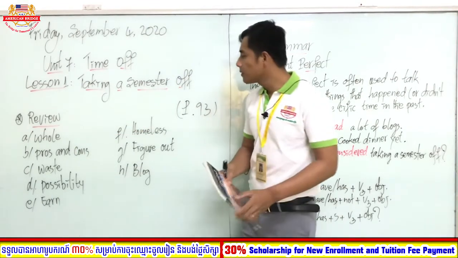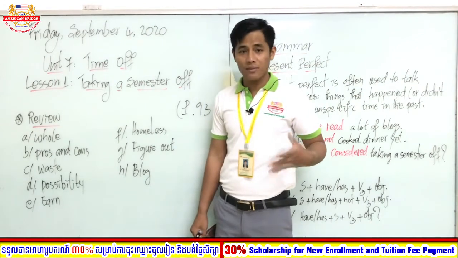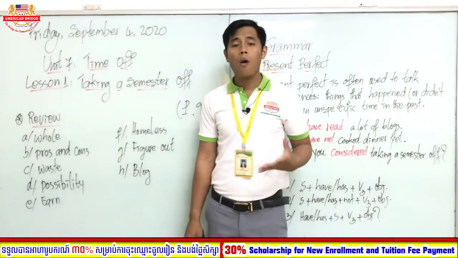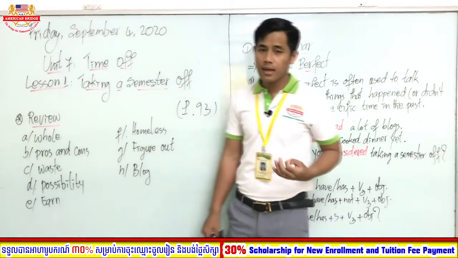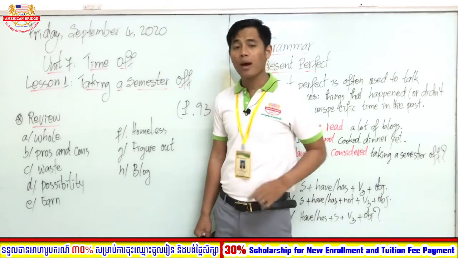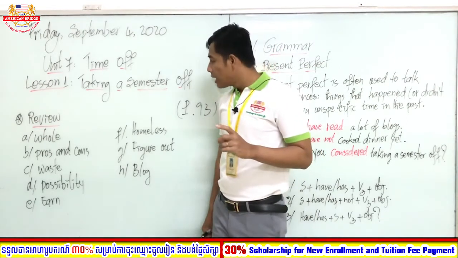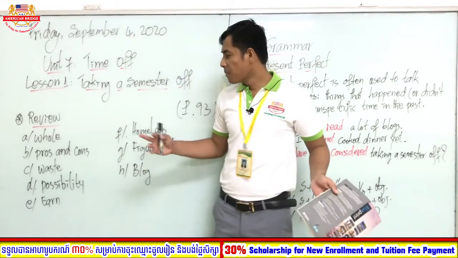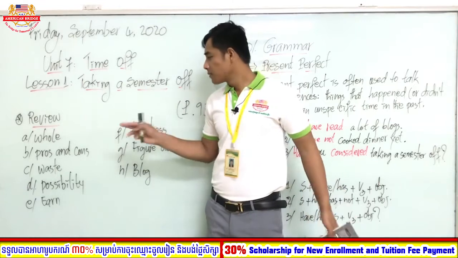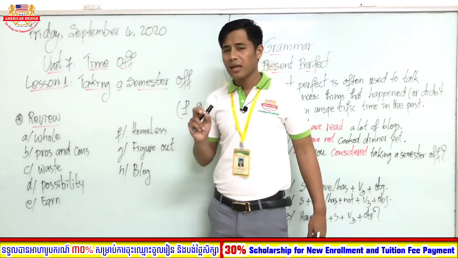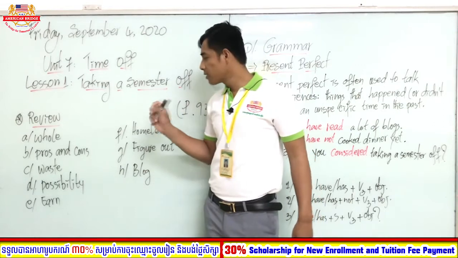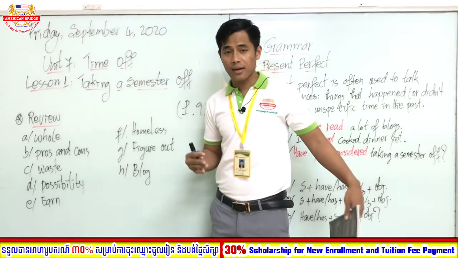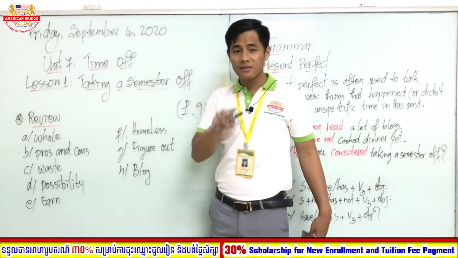Whole. Okay, good students. Do you still remember the meanings of all this vocabulary? Whole means all of something. For example, whole day means one day. Pros and cons: you already know the word pros. Pros is the opposite of cons. Pros means positive, the good ideas or the good points, and cons are the bad points. So these two words are different from each other.